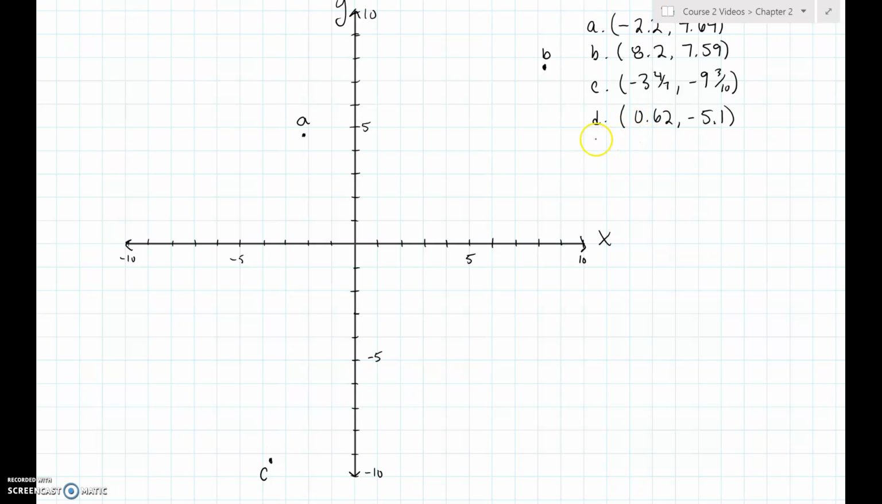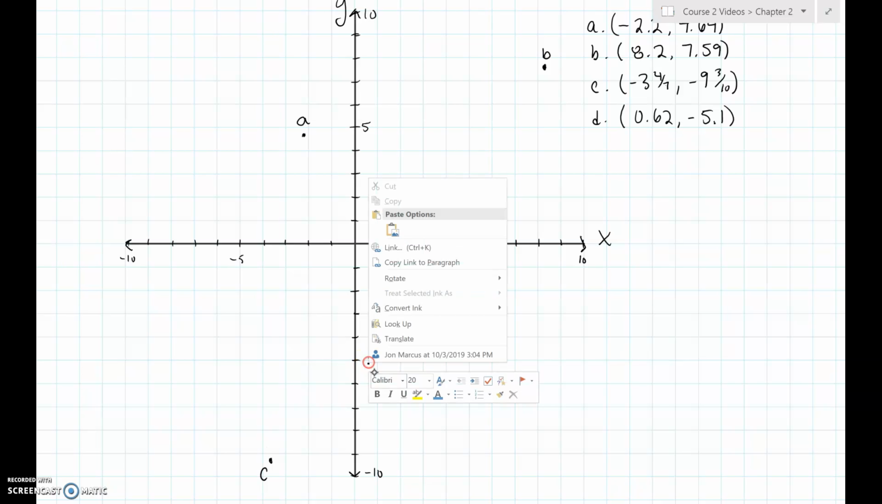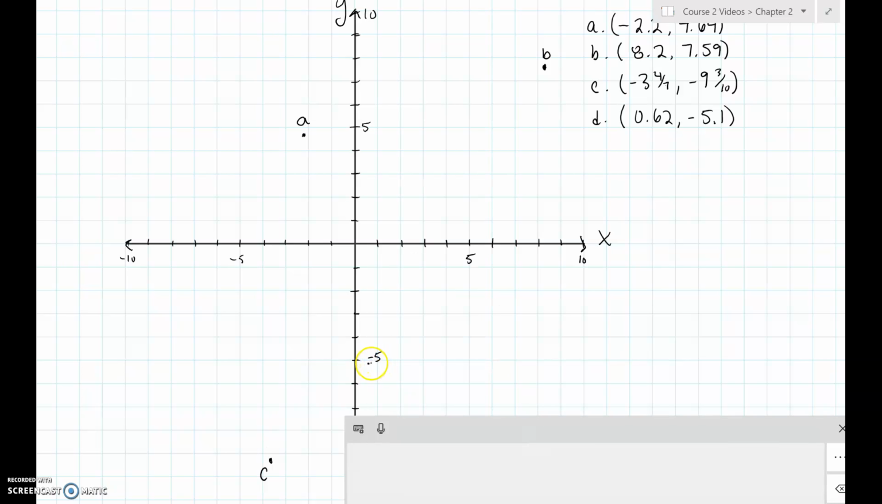Now what about D? So D is at 62/100, so a little more than 1/2. And then the y-coordinate is just a little tiny bit more than -5. So this is 1/2, so that would be 3/4, which is not that, so it's somewhere right about there. And then down to -5, and just a little bit. Right there looks good to me.